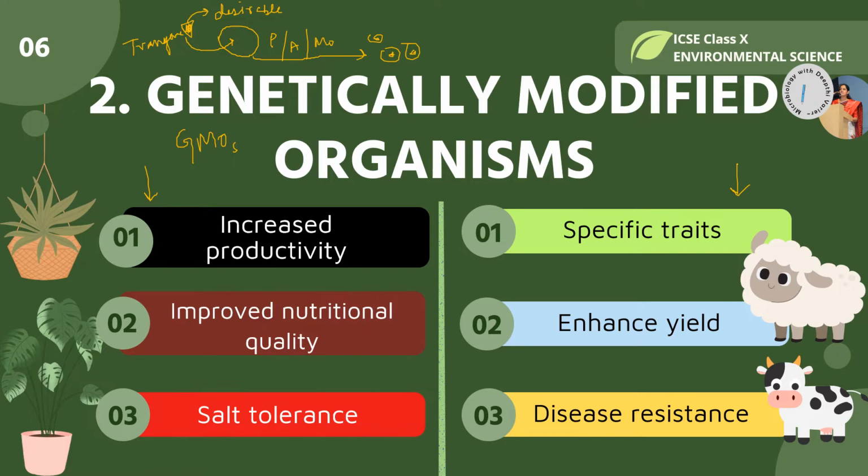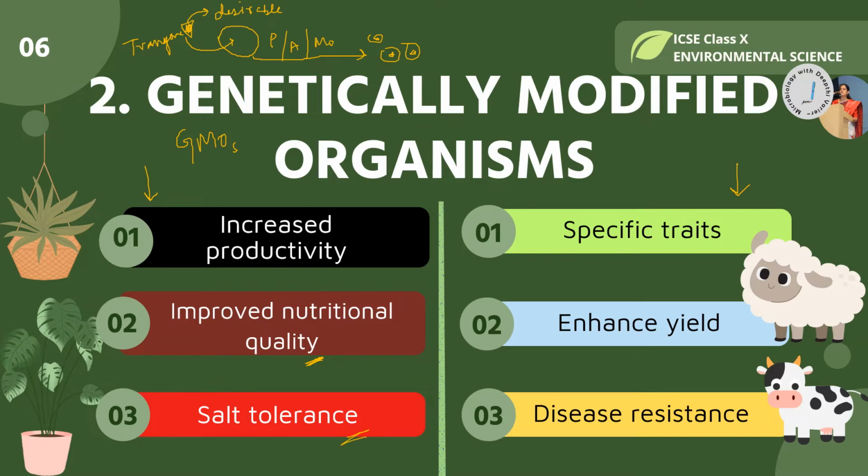Or you can have improved nutritional quality. What does that mean? You enhance the quality by adding some vitamins in the plant, or you make the plant produce some particular minerals, increase the amino acid content. So you are improving the nutritional quality of that particular plant. You make the plant have more salt tolerance. So the land might be high in salt and some plants are unable to grow over there. But if you include a gene that provides salt tolerance, now any plant can grow over there. So these are some applications in plants.